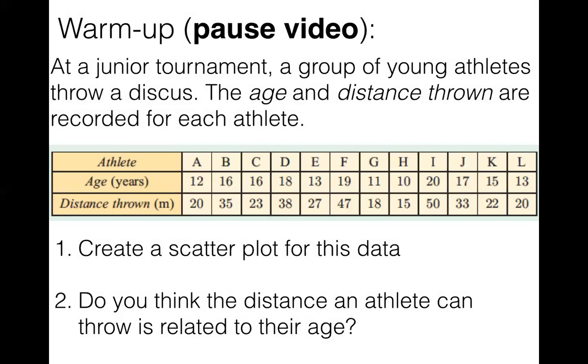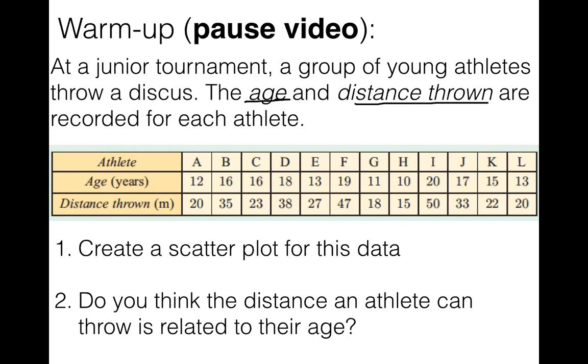In this problem, you are given a table that shows the age that a person is and the distance they were able to throw a discus. And what you're going to do with this data is create a scatter plot. So you're going to plot all this data, then you're going to answer this question at the bottom. Do you think the distance an athlete can throw is related to their age? So go ahead and pause the video, take some time to make your scatter plot, answer this question, and when you're ready to move on, you can unpause the video.